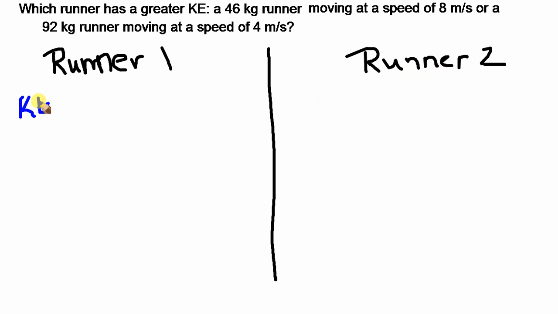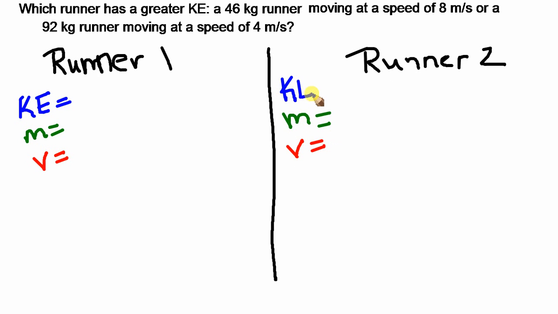My variables in the kinetic energy problem are KE, M, and V. And I'm going to have this for both of these runners, because I'm trying to figure out who has a bigger number for kinetic energy. Now it's time to identify values. I'm trying to find who has the bigger kinetic energy, so that's my unknown for both.